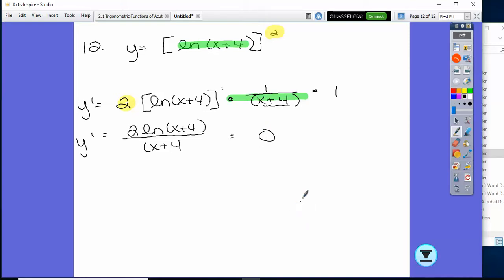All right, bringing back your algebra days. What would you do first? Can multiply the x plus 4 over. Those cancel. 0 times anything is just 0. Then we could divide by 2.